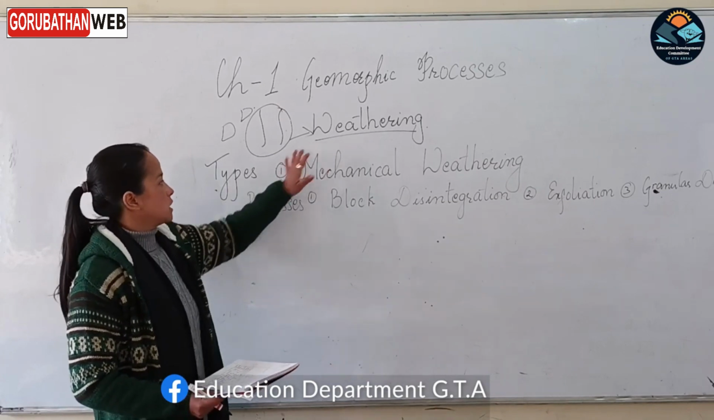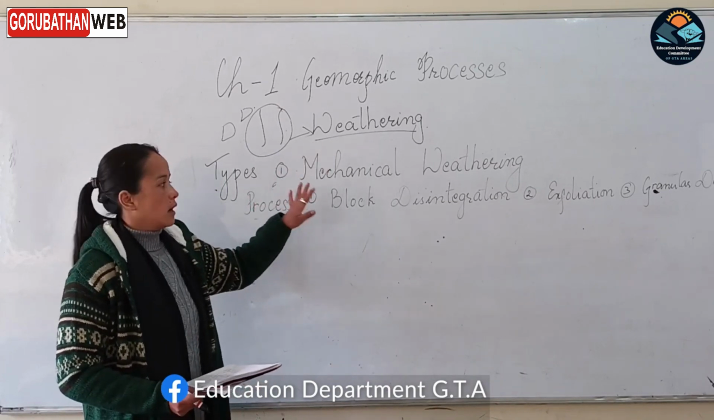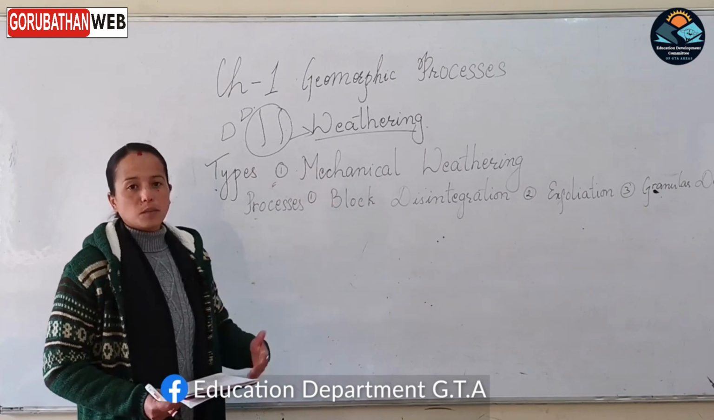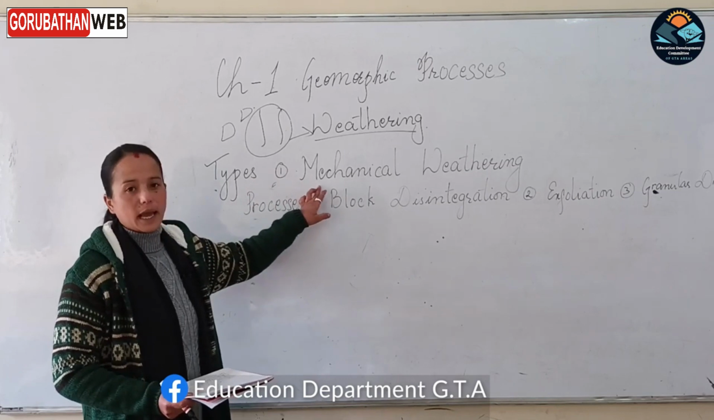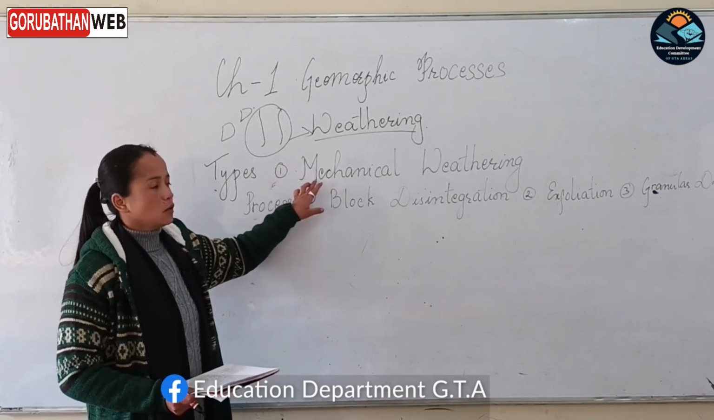So weathering is of many types: mechanical weathering, chemical weathering and biological weathering. First we'll deal with mechanical weathering.